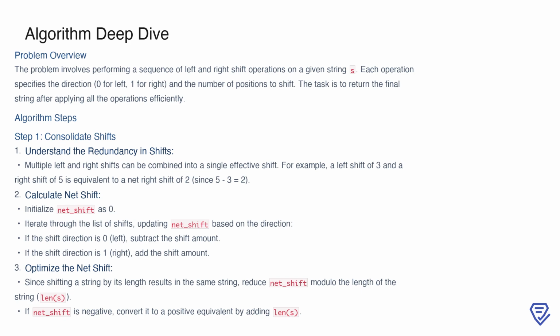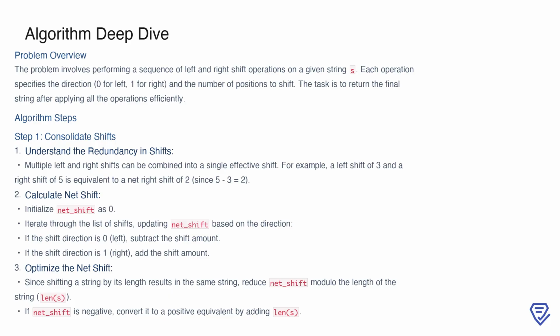Here's how. First, we recognize that multiple left and right shifts can cancel each other out. For example, a left shift of 3 followed by a right shift of 5 is equivalent to just a right shift of 2, since 5 minus 3 leaves 2. To calculate this, we initialize a net shift variable at 0 and iterate through the list of shifts. For each operation, we adjust the net shift based on the direction, subtracting for left shifts and adding for right shifts.